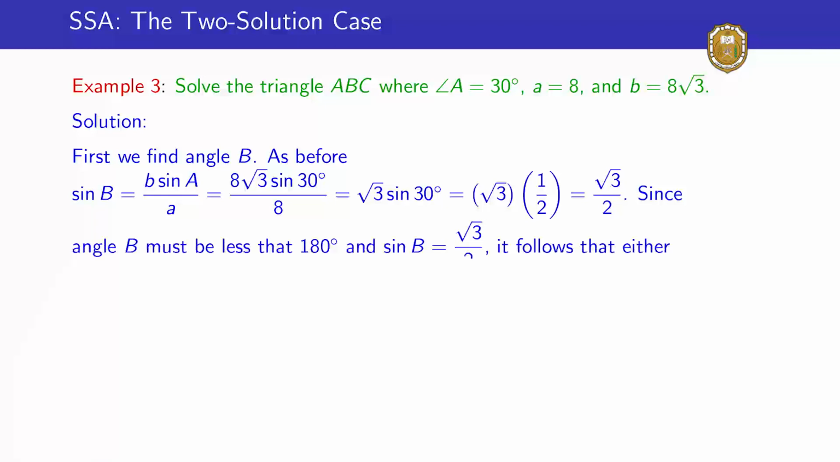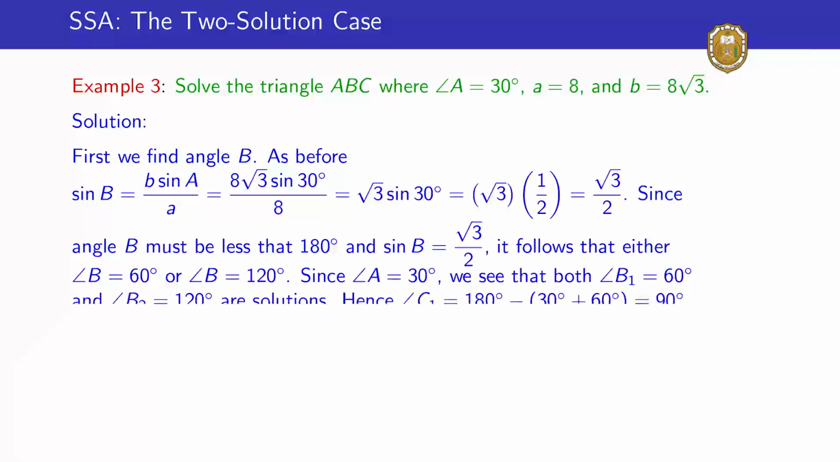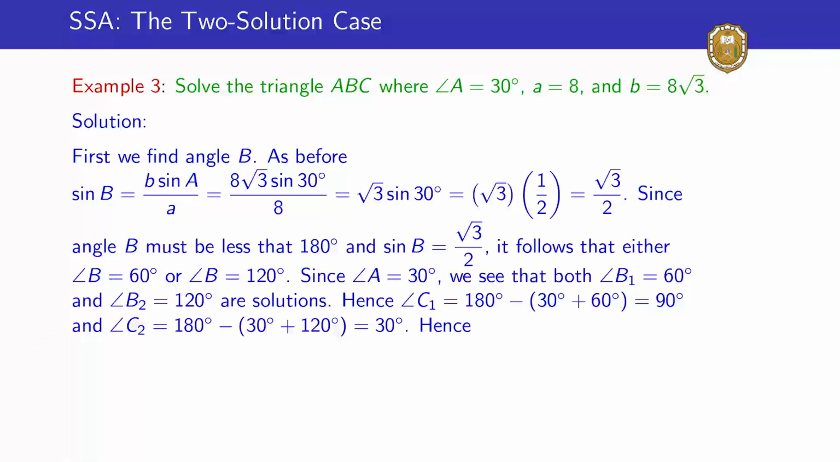Since angle B must be less than 180 degrees, and sine B is root 3 over 2, it follows that either B is equal to 60 degrees or B is equal to 120 degrees. These are the two angles which are less than 180 and which have a sine of root 3 over 2. Since angle A is given as 30 degrees, both angle B equal to 60 degrees and angle B equal to 120 degrees are possible solutions. So let's call one of the angles B1, the other one B2. Let's set B1 to be equal to 60 degrees and B2 to be equal to 120 degrees.